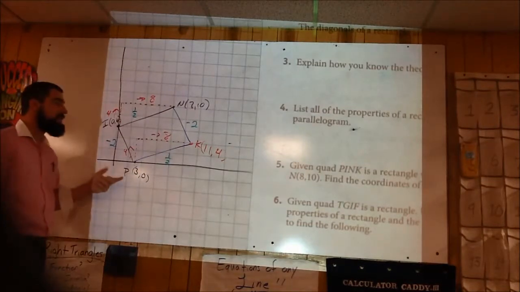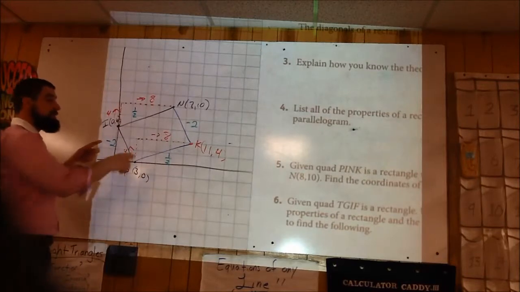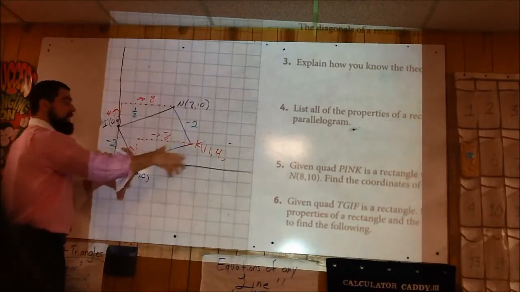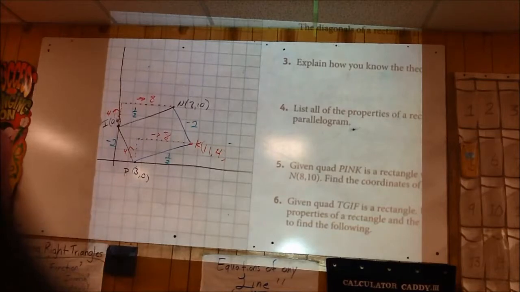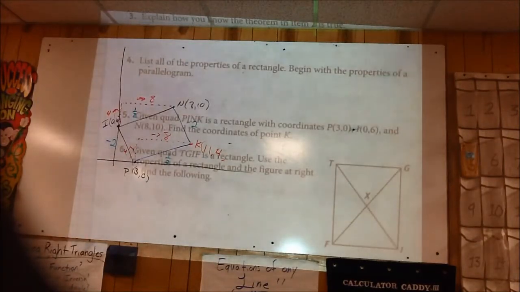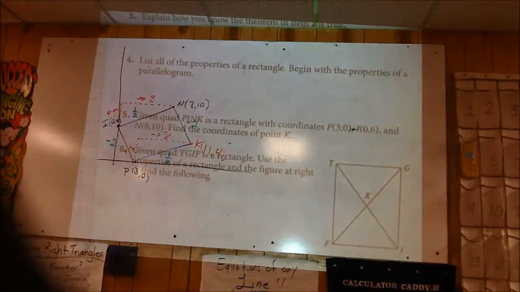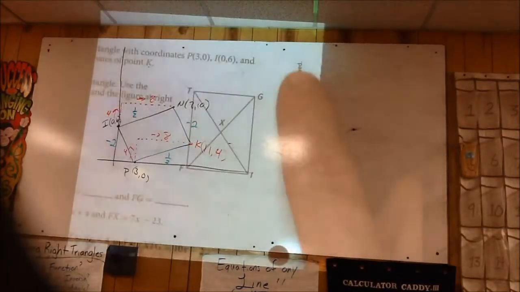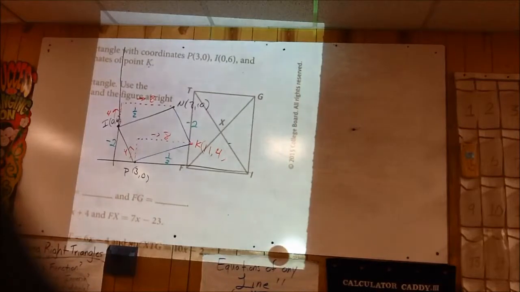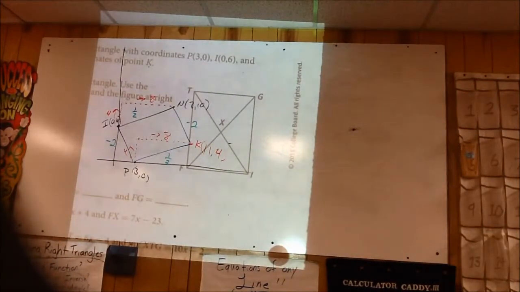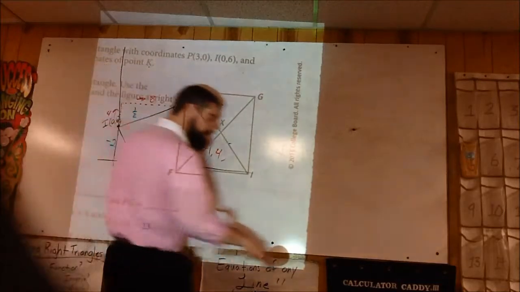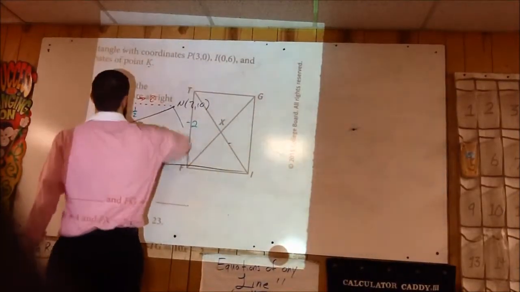Anyway, so you can always verify your answer by checking the distances as well, because this length has to be the same as that length, and so on and so forth. So let's move on to item 6. It says, given quadrilateral TGIF, it's ironic, it's Friday, is a rectangle. Use the properties of rectangle and the figure to the right to find the following. Now, just because of time's sake, I don't want to do these examples, but I do want to mark up this diagram and make sure that we understand and we see all of the properties of these rectangles.